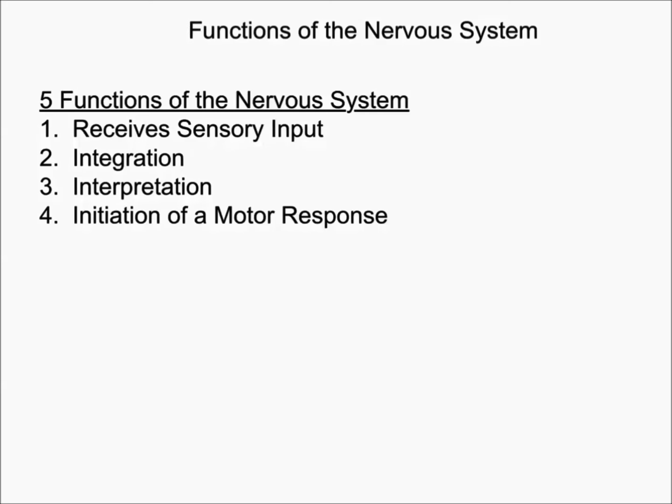These functions of the nervous system allow the nervous system to maintain a normal, stable, internal environment, or in other words, maintain homeostasis.